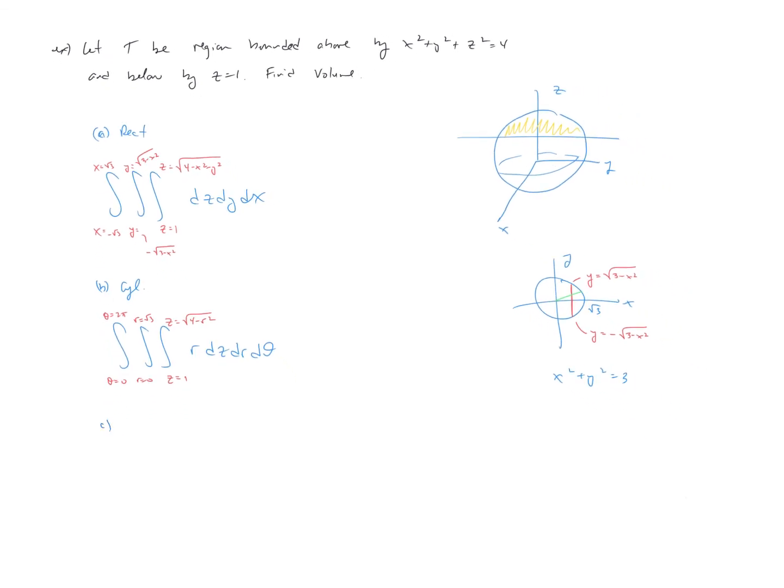And then for spherical, we're going to have our dV being the rho squared sine phi, d rho, d phi, d theta. So our rho, our phi, and our theta. So this is one where we're going to have to think a little bit. The theta is going to be pretty obvious. You can see the theta is going to go all the way around, so I'm just going to mark that as 0 to 2 pi right now. But the other parts we're going to have to think about a little bit.